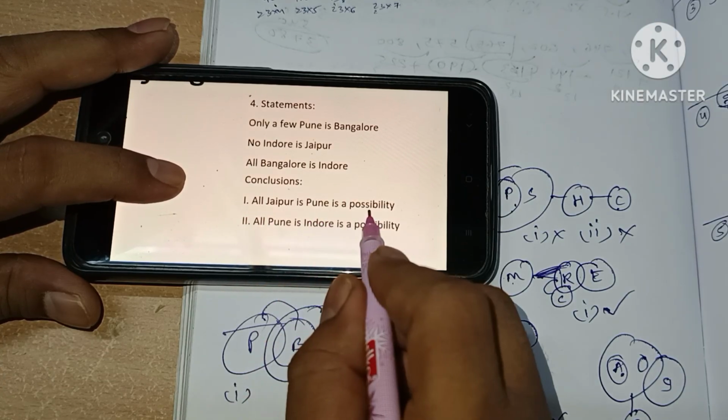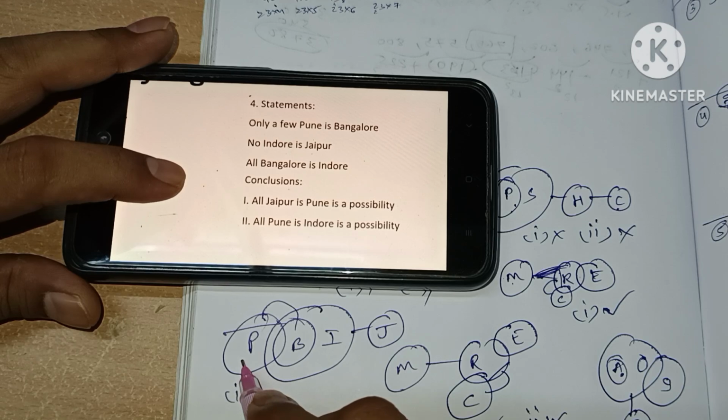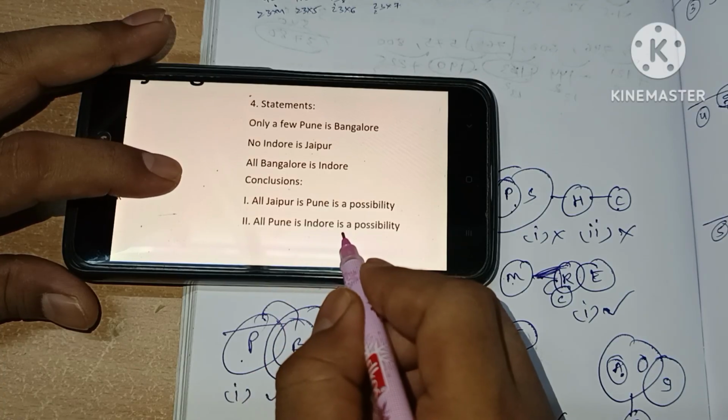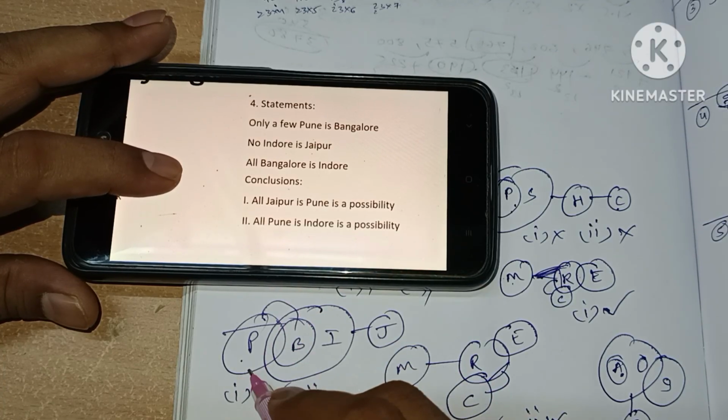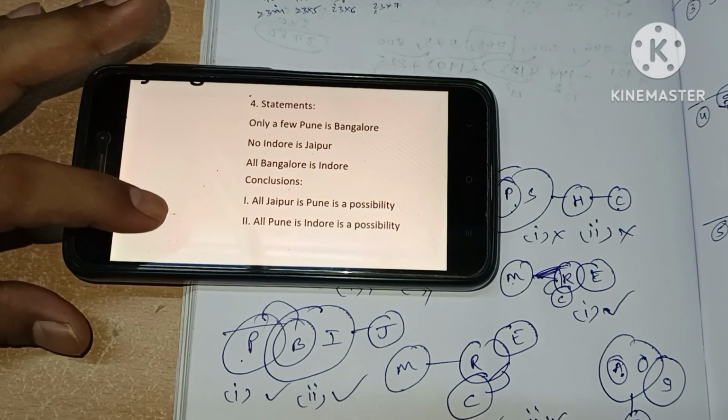All Jaipur is Pune, a possibility. All Jaipur inside Pune, it is possible. So the first one is true. Second conclusion, all Pune is indoor. All Pune can be placed inside indoor, as it is possible. Both 1 and 2 are true here.